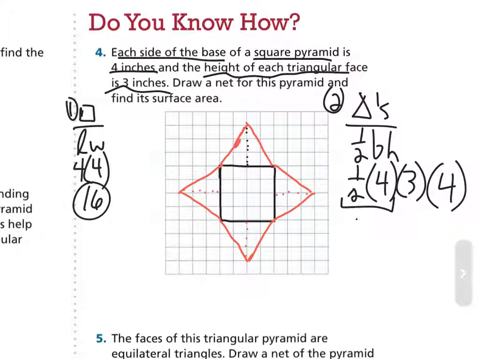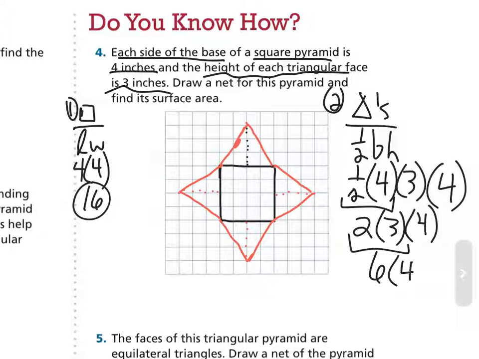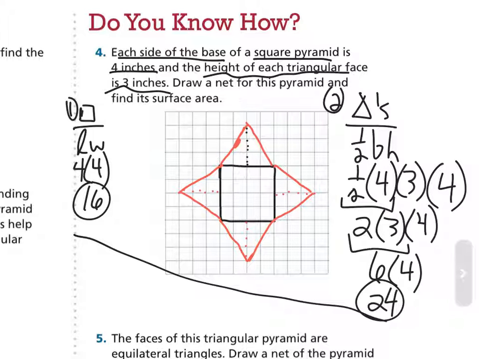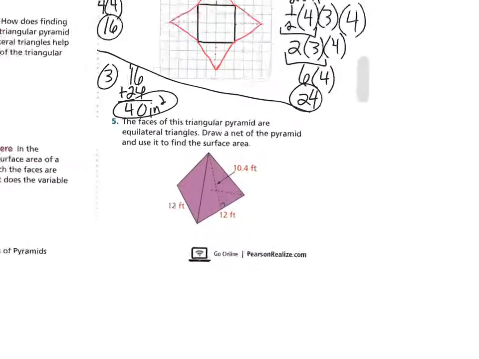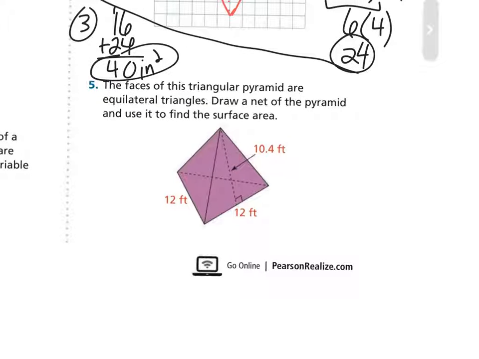Once we get to that point, half of 4 is 2. 2 times 3 is 6. 6 times 4 is 24. So we probably don't even need to touch a calculator for this problem. And then once we get to that point, we're just going to add those two together. And that should be 40 square inches. Number 5 is a similar problem to what we did on the example there. Just to make sure you know what you're doing with that. You should end up on number 5 with 249.6 square feet.